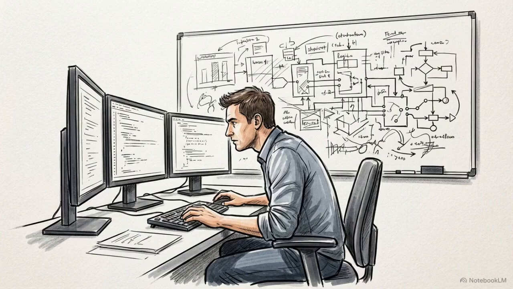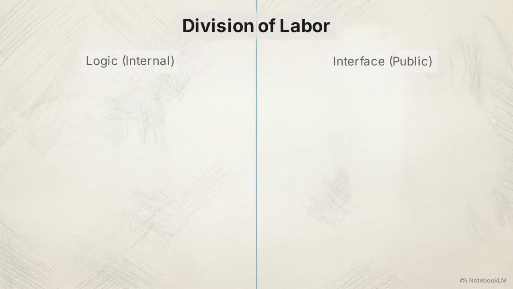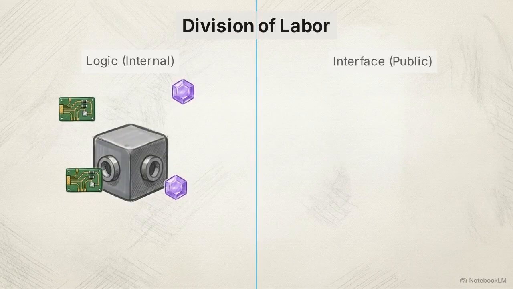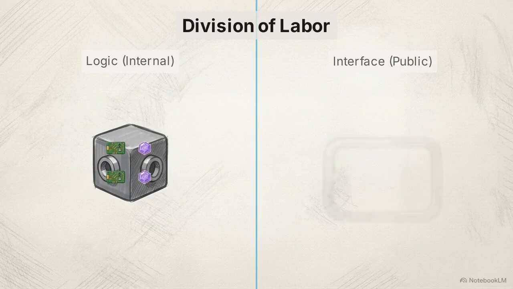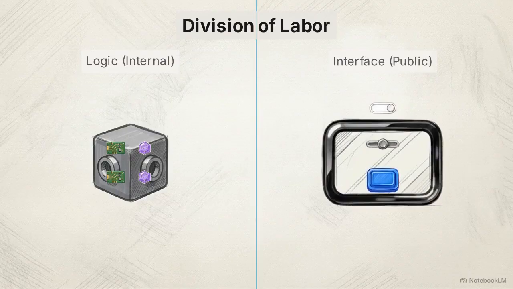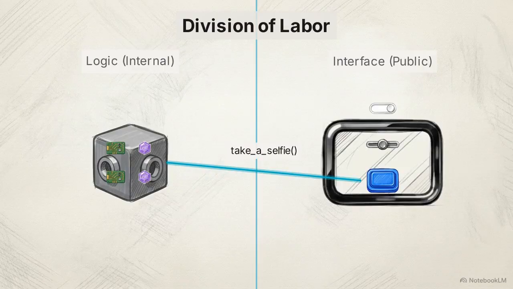So why do programmers spend so much time rigidly building these abstraction layers? First, it allows for a massive division of labor. One developer can spend their time perfecting the complex math of the camera logic, while another builds the user interface. Because the inner workings are hidden behind simple commands, their code doesn't crash into each other.